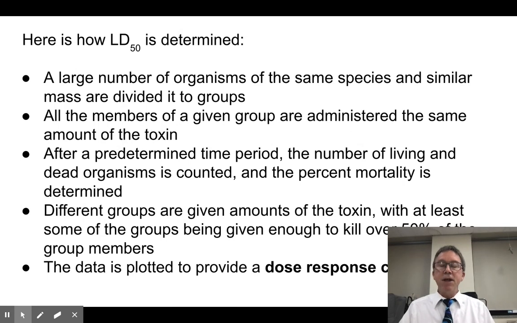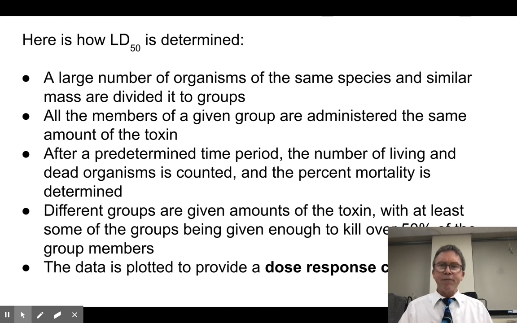But then we say, okay, we're going to have a predetermined time. Let's just say 24 hours or 48 hours, whatever we decide. After a certain amount of time, we're just going to count how many of these organisms in each group are alive and how many are dead, and come up with a mortality percentage. What percent mortality was there? If they're all dead, 100% mortality. If none of them are dead, 0. If 50% of them are dead, 50% mortality. That's how we're going to do this.